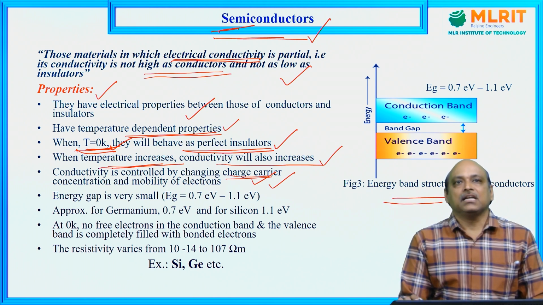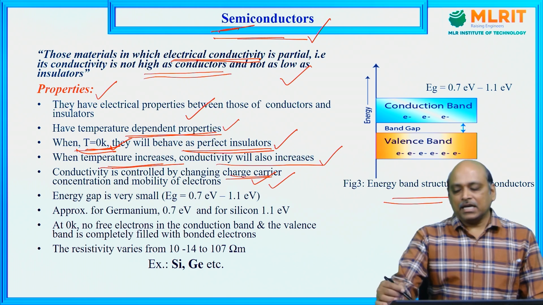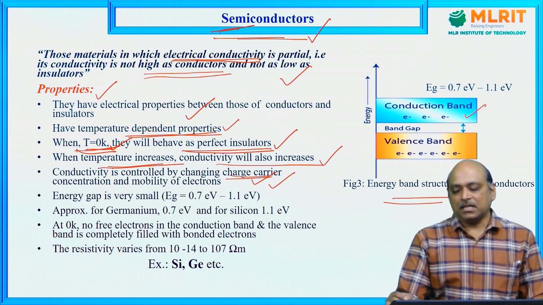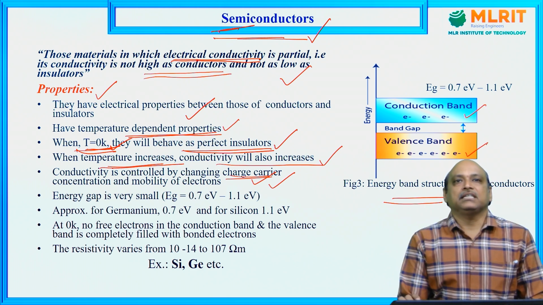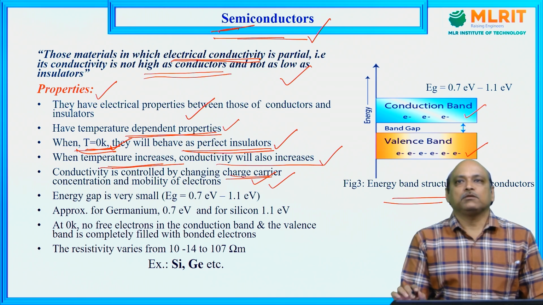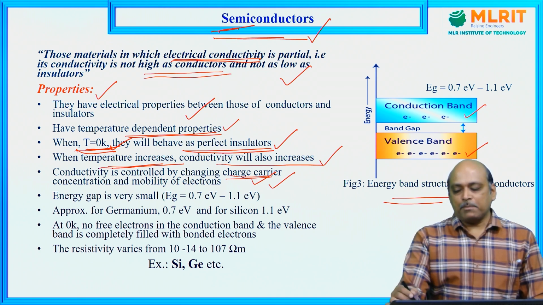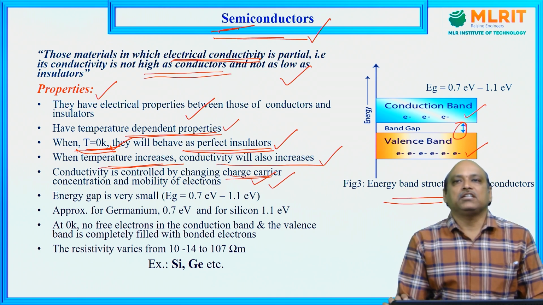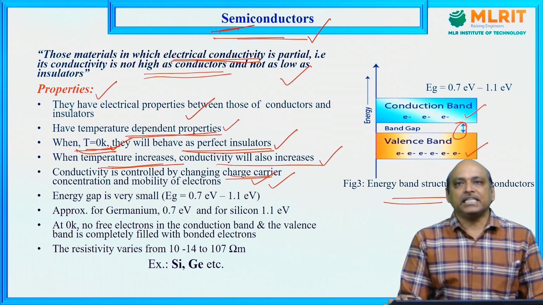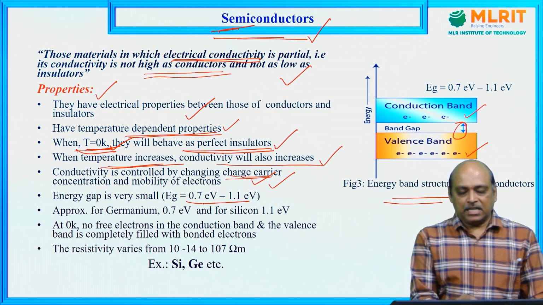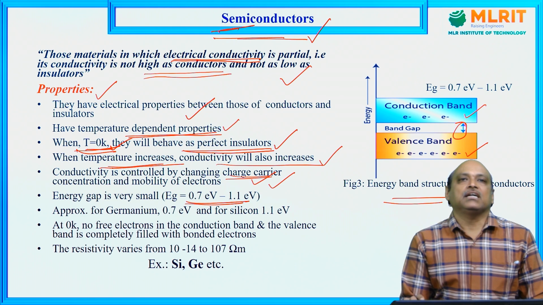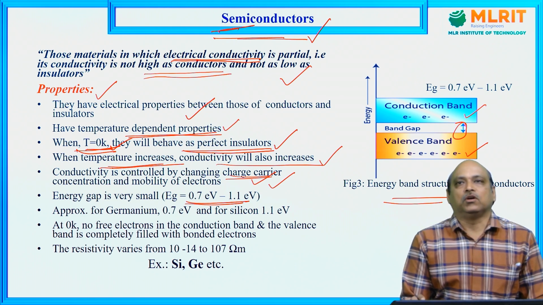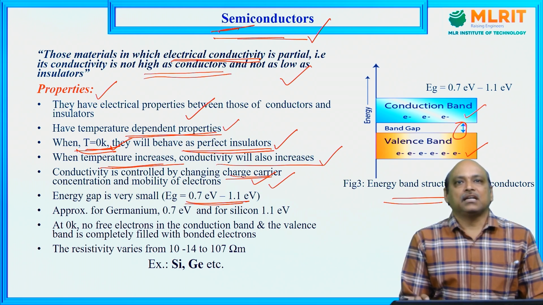Now, we will take the energy band structure of these materials. In the conduction band, we know that conduction electrons are there. In the valency band, valency electrons will be there, which are nothing but the bonded electrons, and the gap between the conduction band and valency band is called Eg. In these materials the Eg range is 0.7 electron volt to 1.1 electron volt. If you compare this value with conductors and insulators, it is neither 0 nor very high. In between it is there.